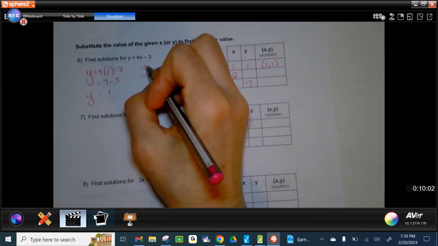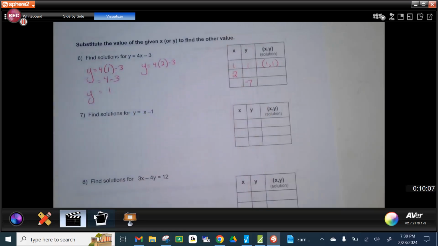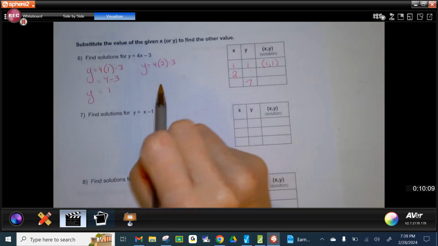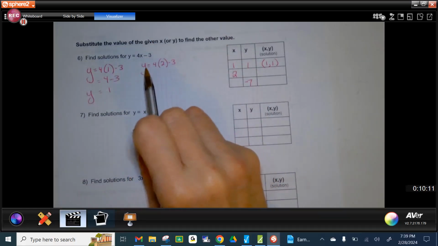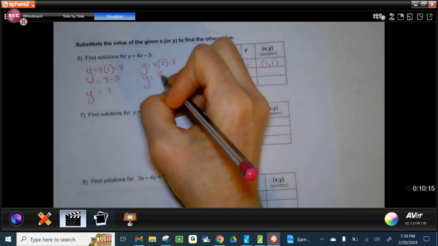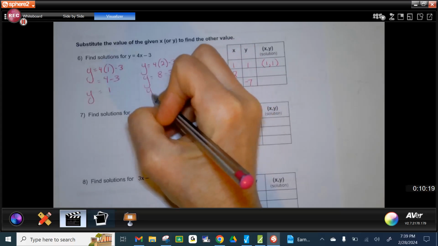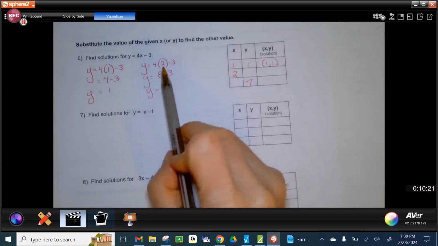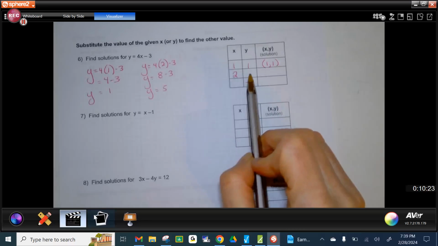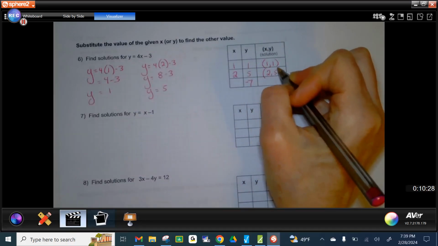Okay, now I'm going to put 2 in for x. So y equals 4 times 2 minus 3. So now I'm going to do the math to get the y value. So y equals 8 minus 3, right? 4 times 2 is 8 minus 3. Y equals 5. Okay, so when x equals 2, y equals 5. So the ordered pair is 2, 5.